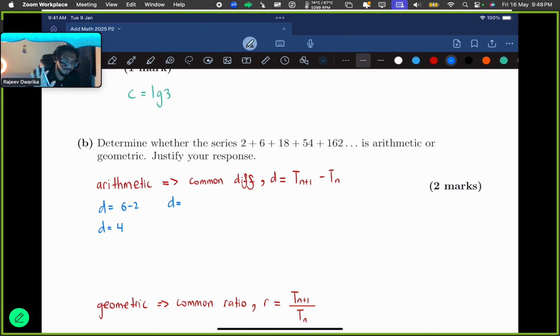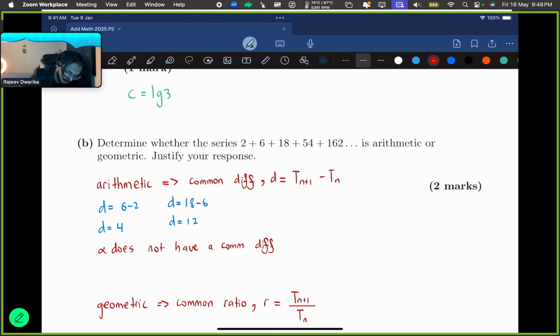It is arithmetic if it works for both cases, right? Both cases. And so this could be 18 minus 6. I'll try the next 2 terms. Okay, watch that. Nah, it does not. The reason why we call it common is because it's common throughout all terms. It does not have a common difference.